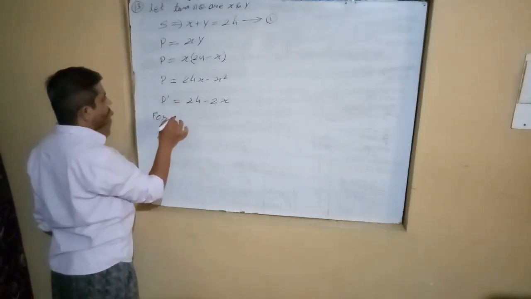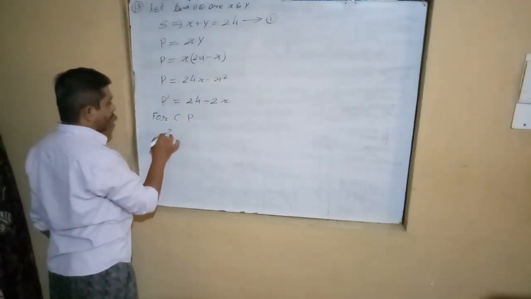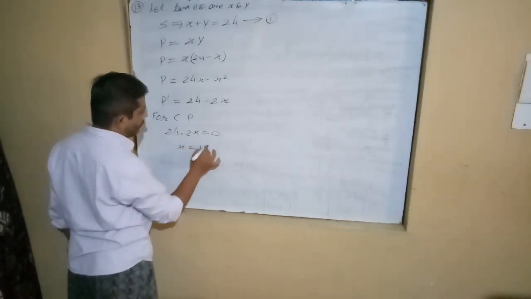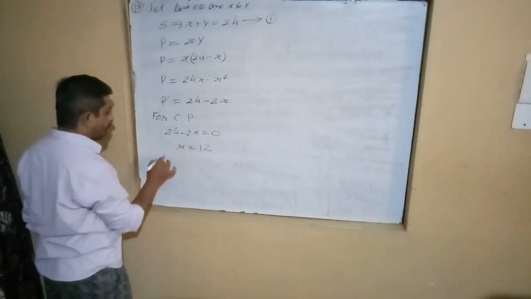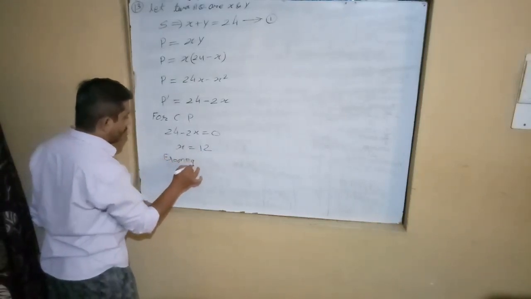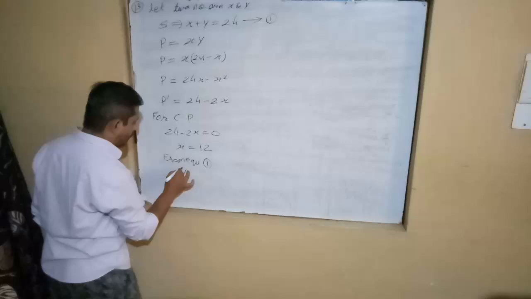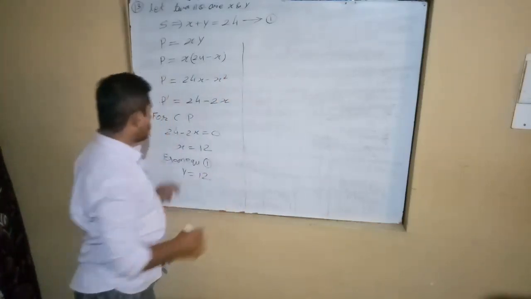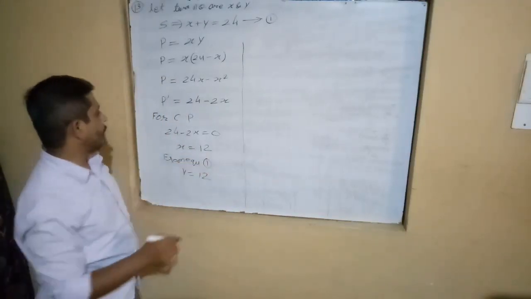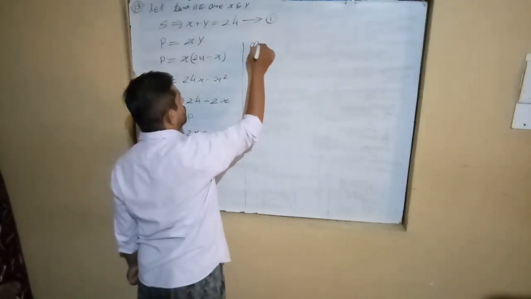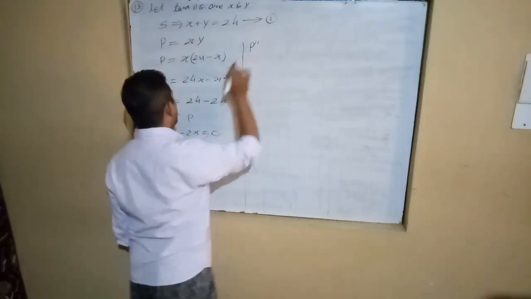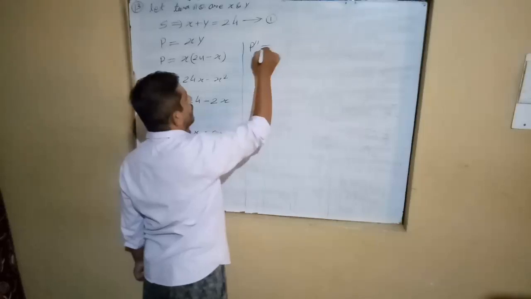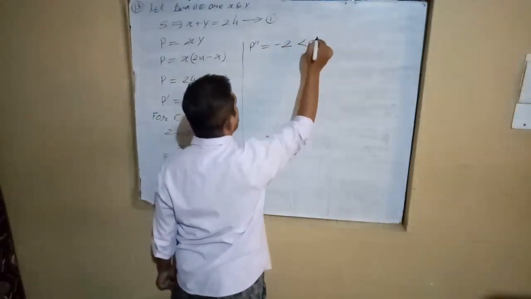Then we write for critical point, 24 minus 2x is equal to 0. So x is equal to 12. And when x is equal to 12, then from equation number 1, y is equal to again 12. So x is equal to 12 is our critical point. Now we double differentiate product. So p double dash will come 0 minus 2 is equal to minus 2, which is less than 0.